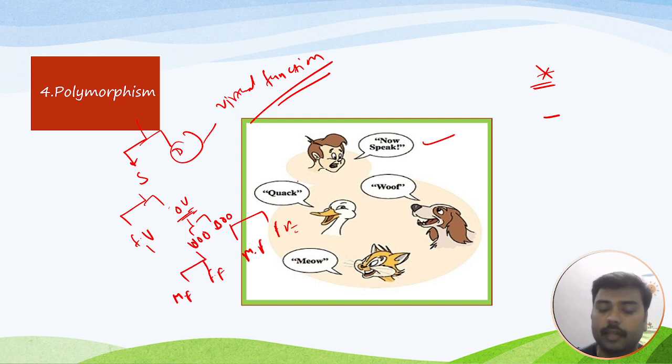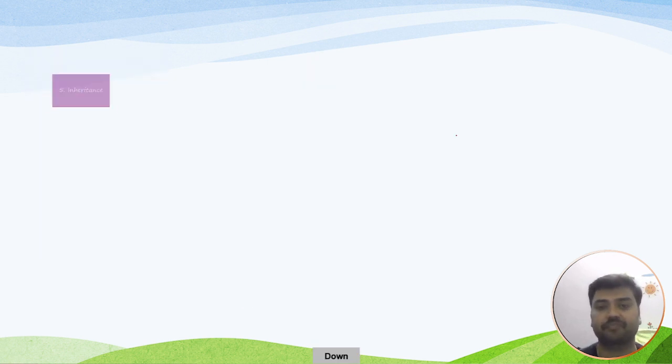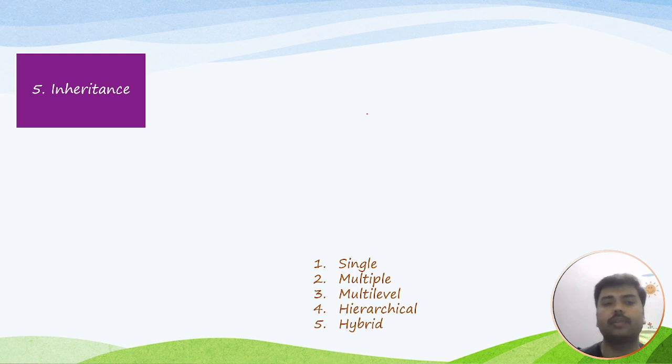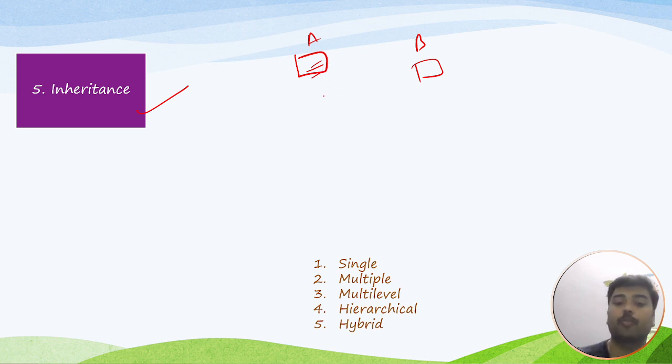So we will discuss all these concepts in upcoming videos. These are the kinds of polymorphism. It is also a property of objects. Then the next one is inheritance. Suppose there is a class A and a class B. The properties of an object of one class are acquired by the object of another class. That is simply known as inheritance.